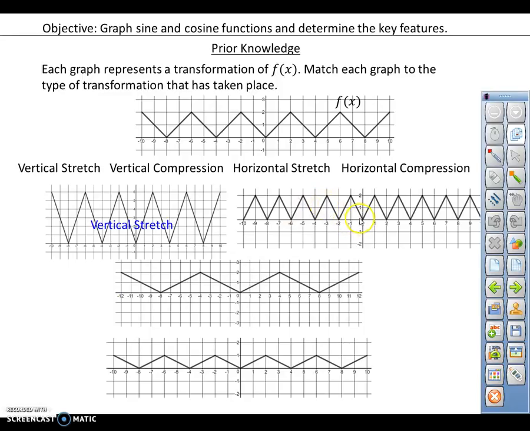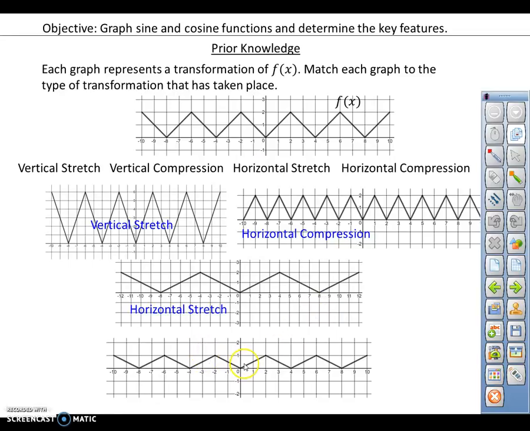Here we notice that the zeros have changed. So the zeros of 4 and 8 now occur at 2 and 4, which are half the distance to the origin or y-axis as they are in the parent function, which means we have a horizontal compression. In this one, we notice that the first zero is at 8 instead of at 4, so it's twice as far away from the origin or the y-axis. So that's a horizontal stretch.